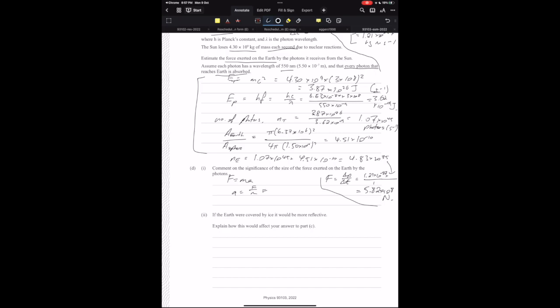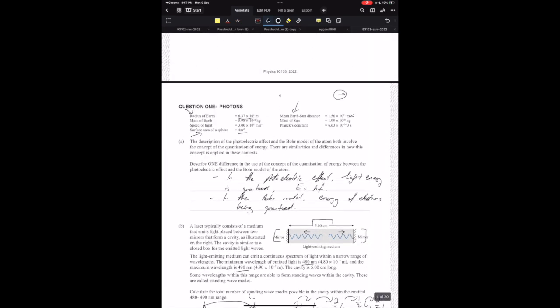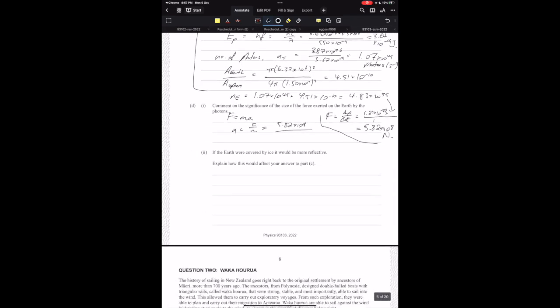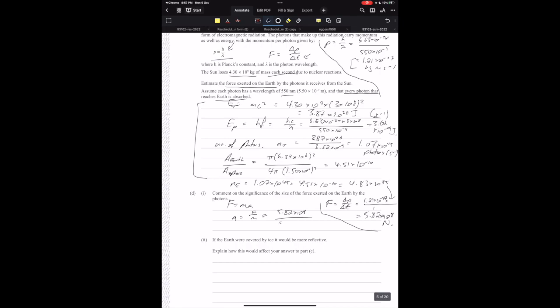So let's just see. What's the force? 5.82 times 10 to the 8. And what's the mass of the Earth? I believe they gave it up here. Yes, they do: 5.98 times 10 to the 24. So what do we get? 5.82 times 10 to the 8 divided by 5.98 times 10 to the 24 is 9.7 times 10 to the negative 17 meters per second squared.